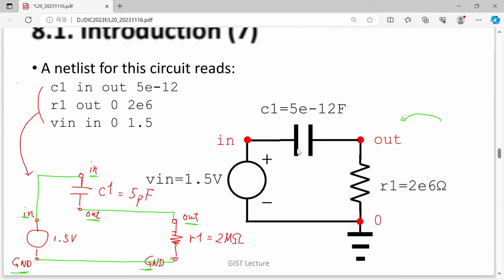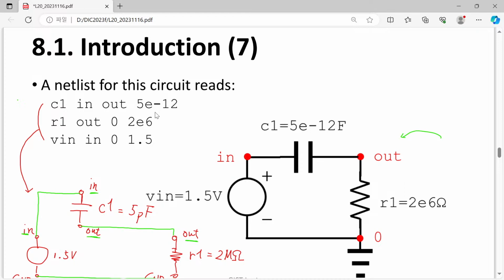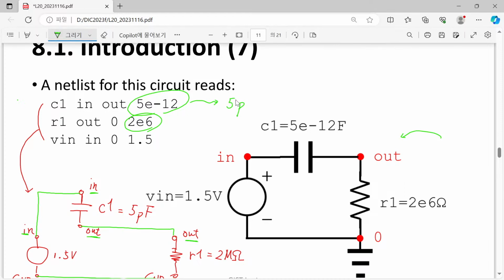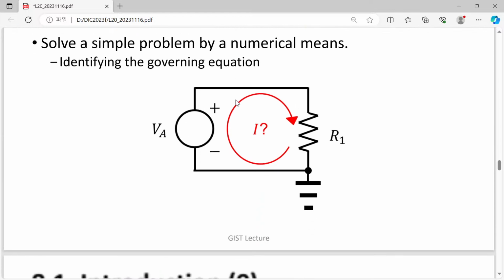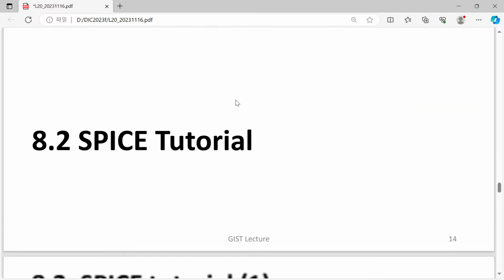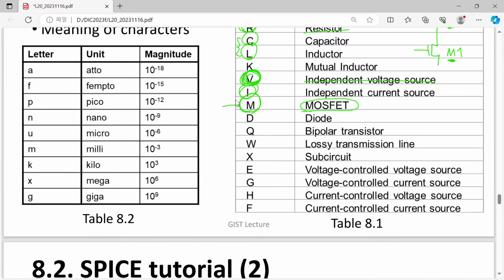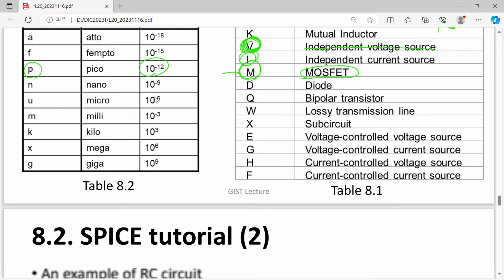Here I have explicitly shown numbers like 5 times 10 to the minus 12, or 2 times 10 to the 6, for example. However, it can be written as just 5 pico in this SPICE code, because it can recognize a certain unit system. If you say P, then it is just converted into 10 to the minus 12. Okay, so you can do it.